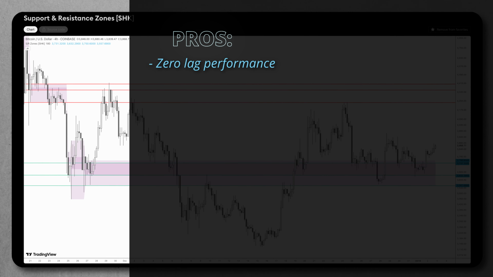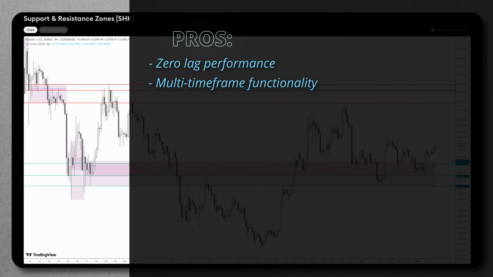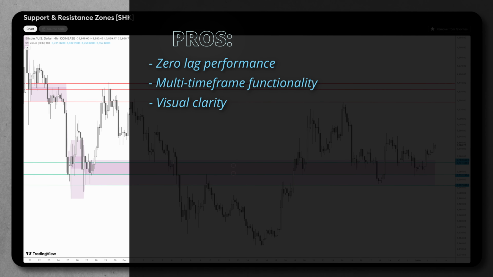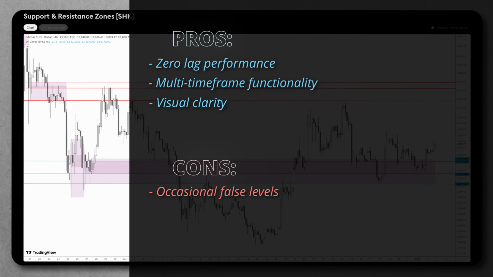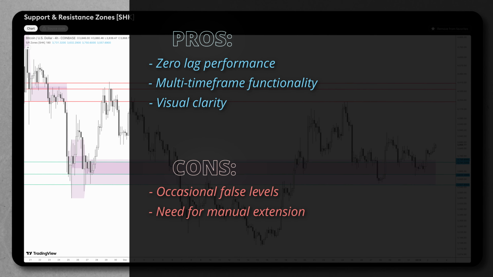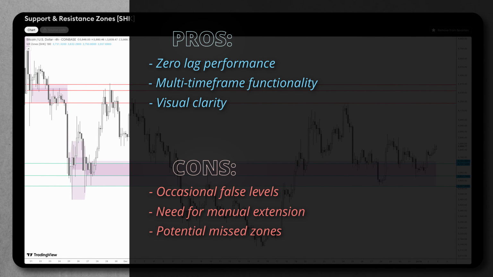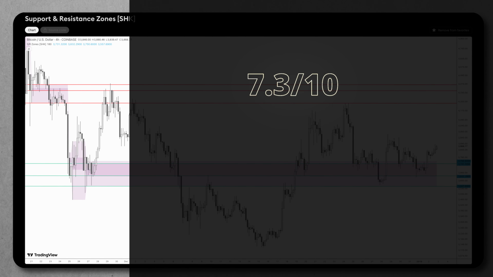Pros: zero lag performance, multi-timeframe functionality, visual clarity. Cons: occasional false levels, need for manual extension, potential missed zones. Ranking: 7.3 out of 10.